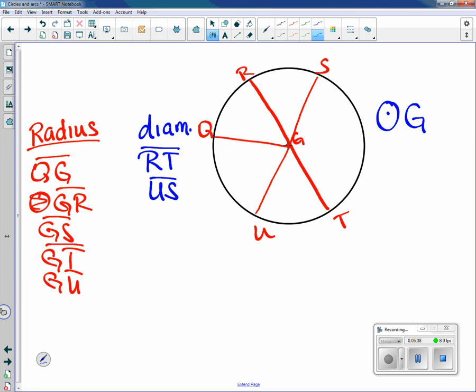Name a central angle. So name me an angle whose vertex is in the center. Remember, you need how many points to name an angle? 3. G. If you do GRS, you're talking about this right here. RGT is talking about this whole angle. That is one. Give me another one.